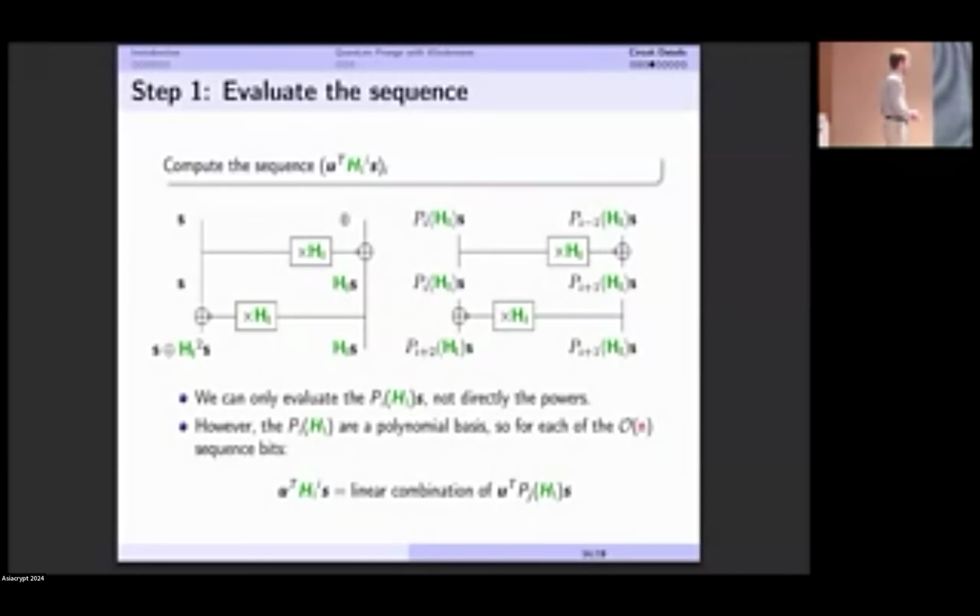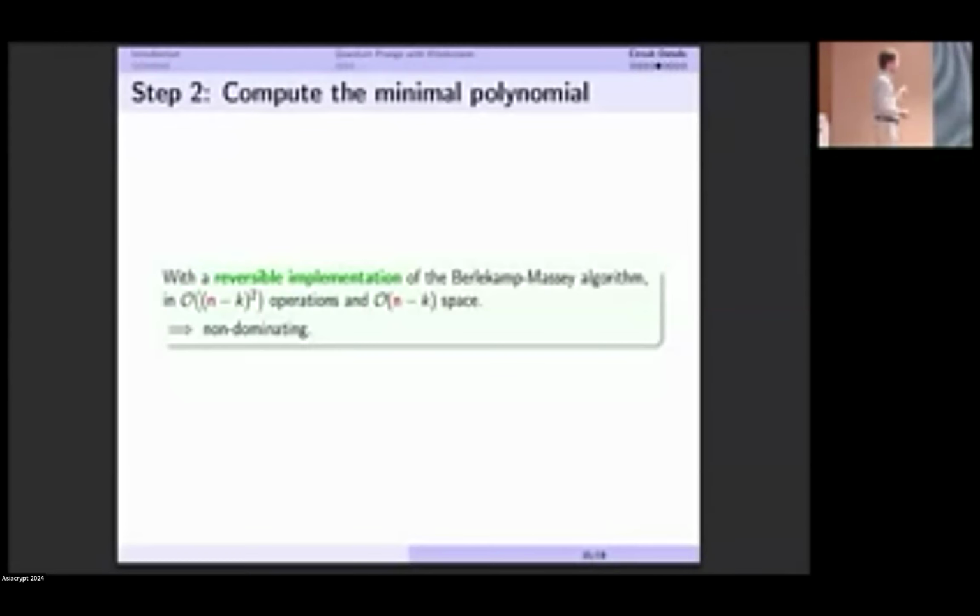And so you can evaluate the sequence indirectly by evaluating the sequence of polynomials and then taking the values when you need them and storing them into a new register. So you can do all of this still in big O of n space. And you can evaluate the entire sequence by going through these polynomials that we have. The second step is to compute the minimal polynomial of a sequence, and for this we use the Berlekamp-Massey algorithm.